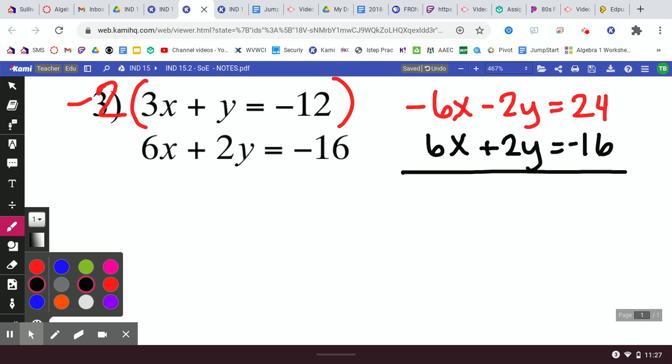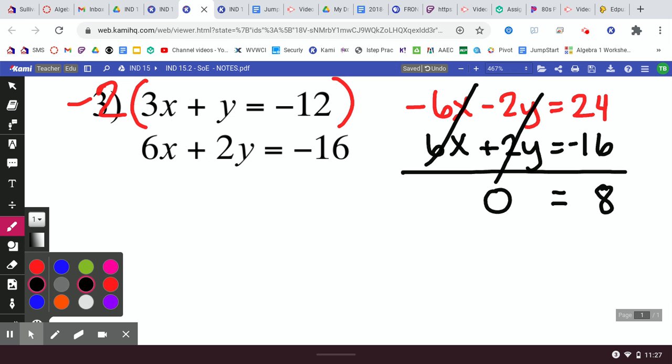So negative 6x and positive 6x cancels to 0. Negative 2y and positive 2y cancels to 0. What do I have left on the left? Is it nothing? It's a 0, right? You can't ever have a nothing. So I'm usually lazy and I don't write the 0 unless it's the only thing there, then you have to write the 0. All right, now I have 24 minus 16, which is 8.